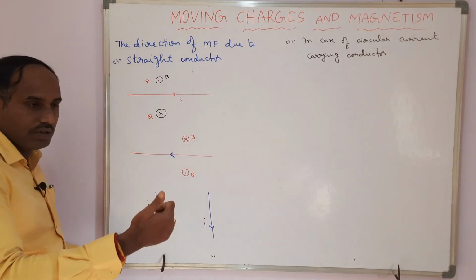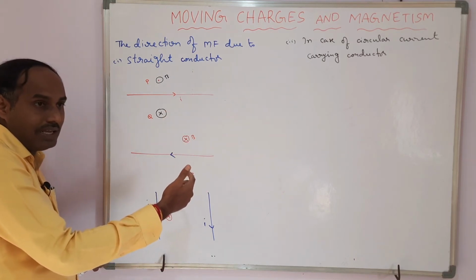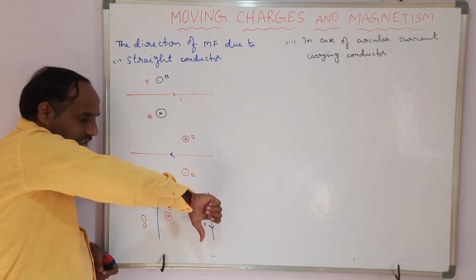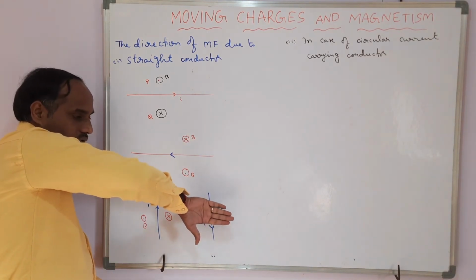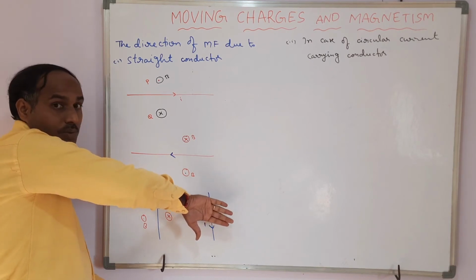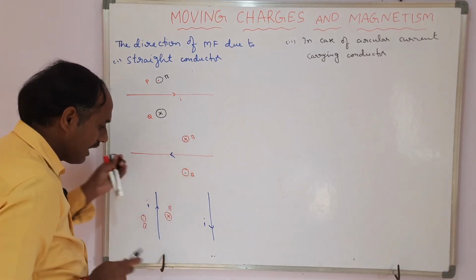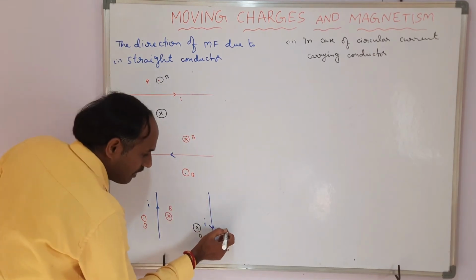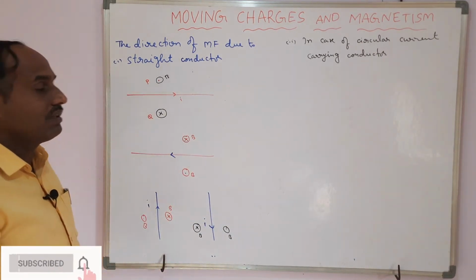Similarly, now the current conductor is in the vertical plane, in the plane of the board, but now the current direction is downward, so I am stretching my thumb in the downward direction. The tip of the fingers is normal to the plane of the board, and now the tip of the fingers goes inside. So to the left of this conductor the magnetic field is inward, and here it is outward. This is the way we can find the direction of magnetic field by using the right hand thumb rule.